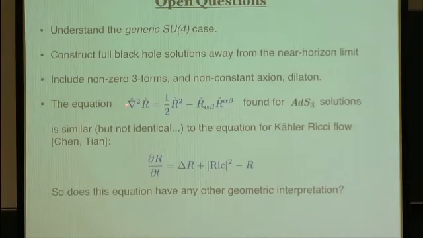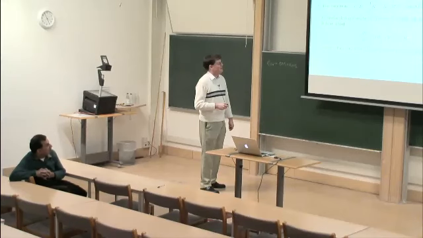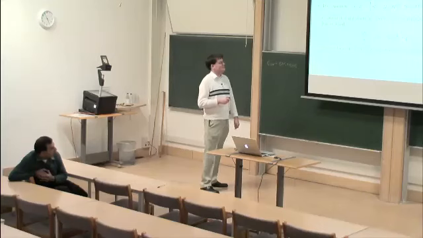Chen and Tian have looked at Ricci flow on Kähler manifolds, and this equation is reminiscent of one of the equations they get. So they get ∂R/∂t is the Laplacian of R plus the Ricci tensor squared minus R, where t is the evolution parameter for the flow. This is somewhat similar to this, however, the coefficients are slightly different, and also the power of R is different. Here is just an R squared, and here it is just an R.